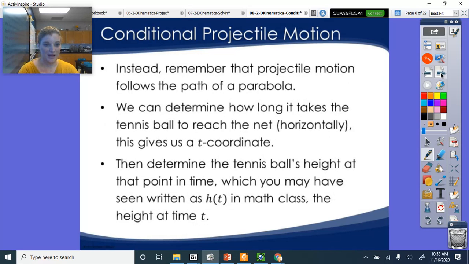So we're following the path of a parabola. The easiest thing to do is to determine how long it takes the tennis ball to reach the net horizontally, so at 12.9 meters, and that's going to give us our time. Then we have to figure out what the height is going to be at that time. And usually in math, you'd see it as the height is a variable of time, so h of t.